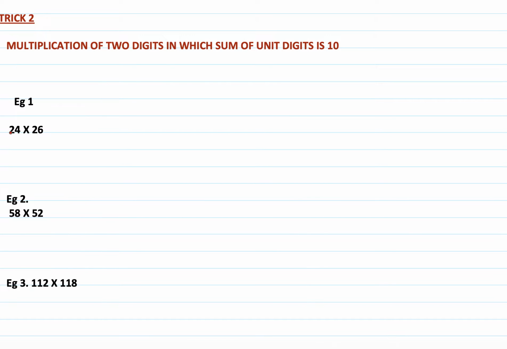So you can see 24 into 26. Here unit digit is 4. Here unit digit is 6. So 4 plus 6 is 10. So what you have to do is multiply the unit digits. What is 4 into 6? 24. Now check this number. What is this number? 2. Again multiply 2 by its successor. What is the successor of 2? It is 3. So 2 into 3, 6, 624.